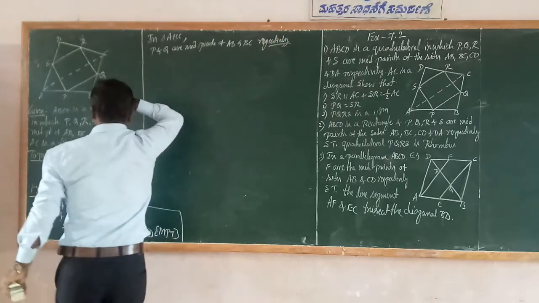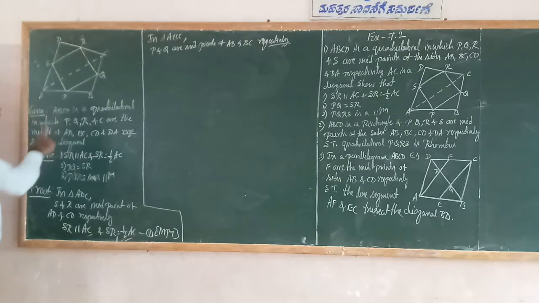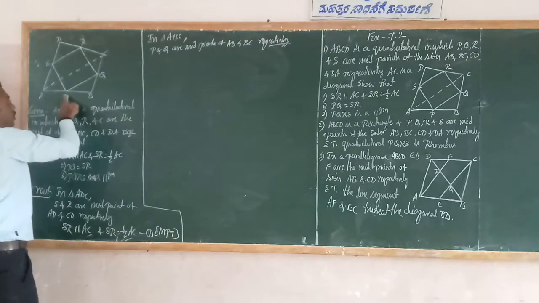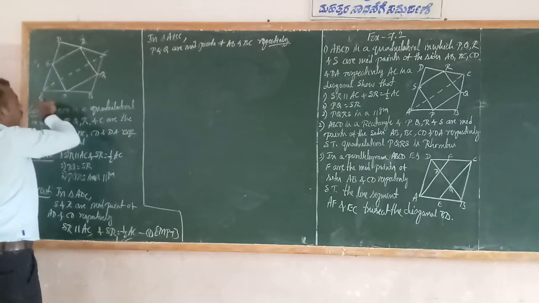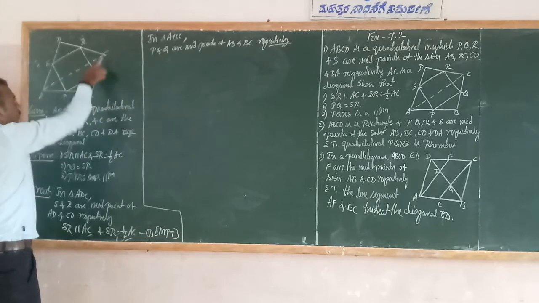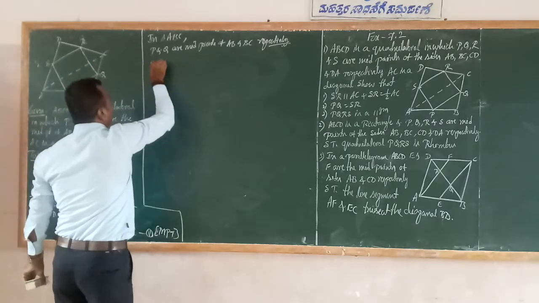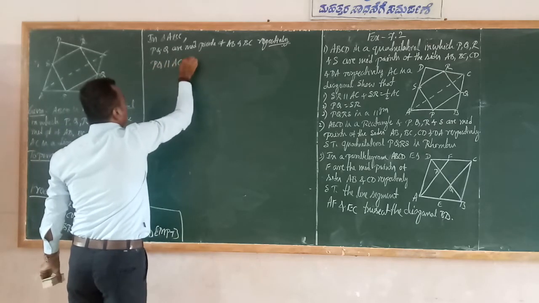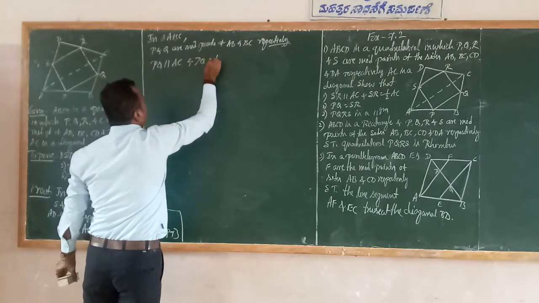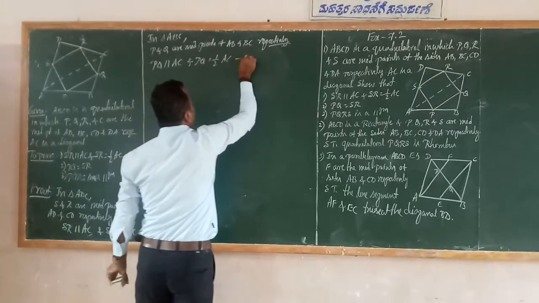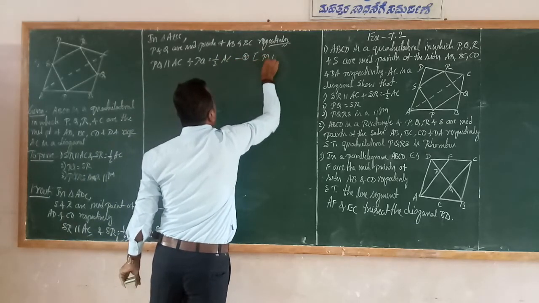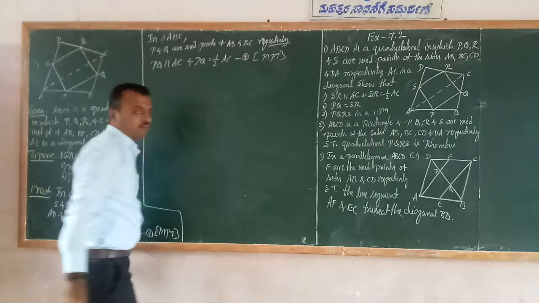Okay, thanks, students. In any triangle, again I will apply the midpoint theorem, so that P and Q are the midpoints of AB and BC in triangle ABC. Therefore PQ is parallel to AC, can I write? Therefore PQ is parallel to AC, and also PQ is equal to half of AC. Let this be number 2, again by the condition of the midpoint theorem.